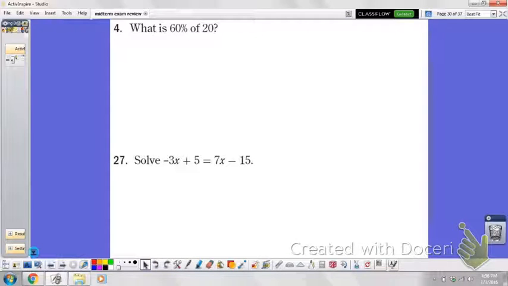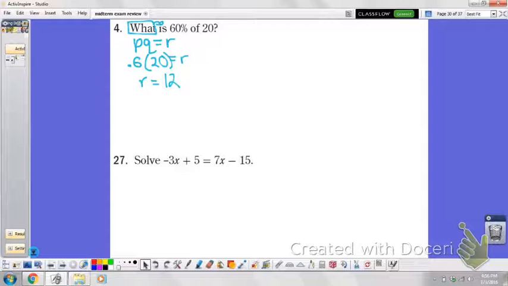Number 4, I have what is 60% of 20? Again, I have a PQR, P times Q equal to R. P is my percent, Q is my original quantity, and R is my result. I know that my percentage is 60, so I have 0.6. And then we have what is, so I don't know my result, so I have 0.6 times 20 equal to R. Well, 0.6 times 20 is 12, so R is 12.